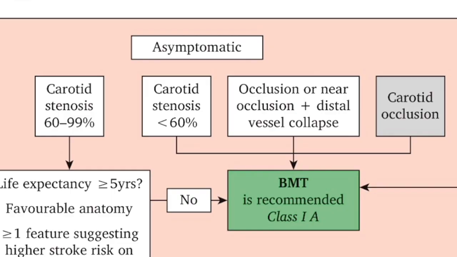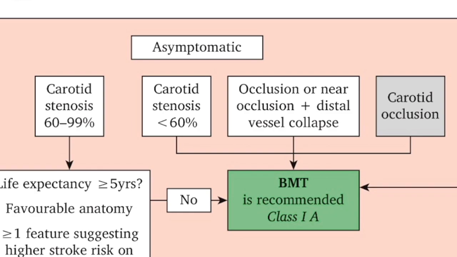So in these three categories of patients, stenosis less than 60%, or 100% occlusion, or near occlusion, that is more than 99% occlusion with a distal vessel collapse, in all these three categories of patients, you just tell them to undergo best medical therapy. This is a class 1 level A evidence. There should not be any doubt in this.